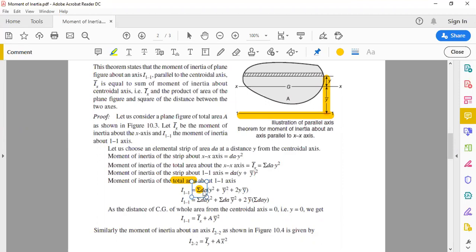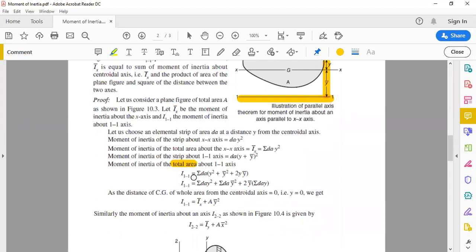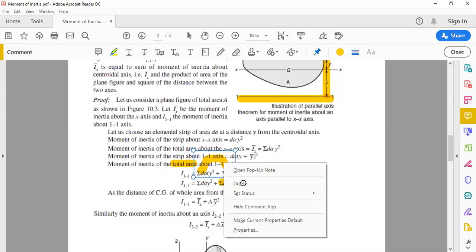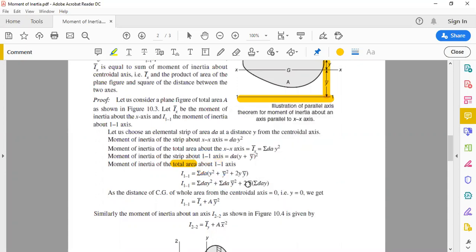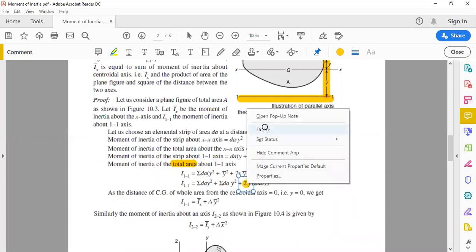Now in the next step, we will multiply the terms. So I11 is equal to sigma dA into y square, then sigma dA into y bar square. And next we have 2y into y bar into sigma dA, which is written as 2y bar into sigma dA into y.